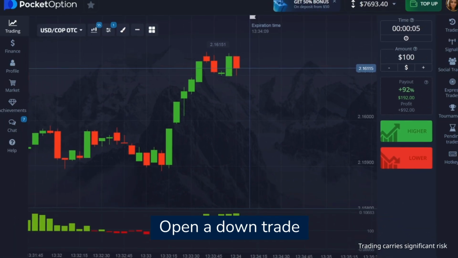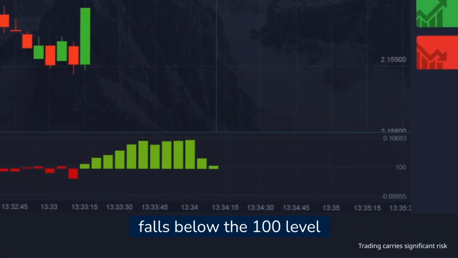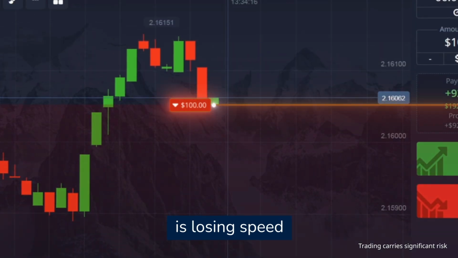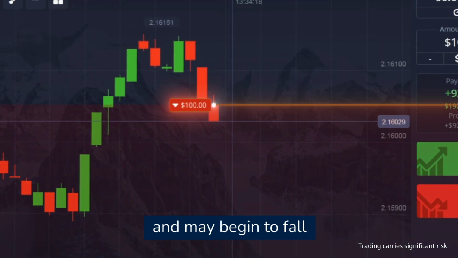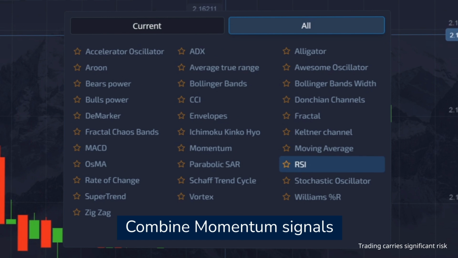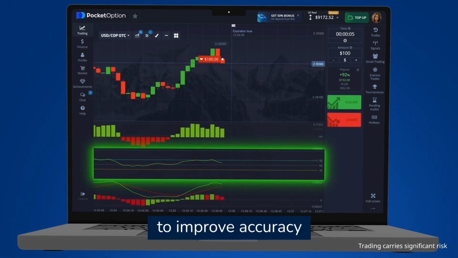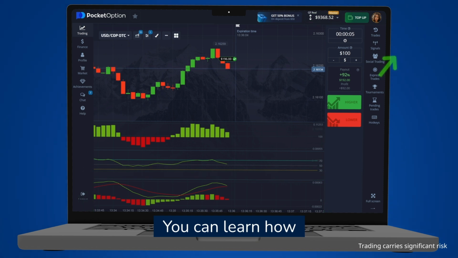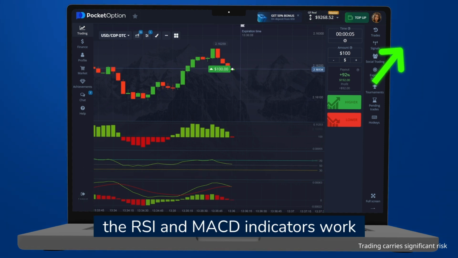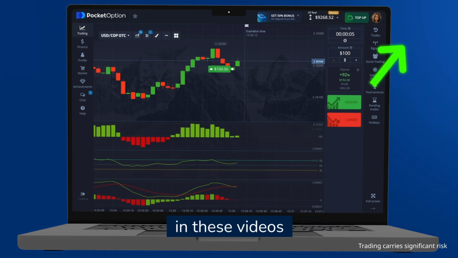Open a down trade when the momentum line falls below the 100 level. This is a signal that the price is losing speed and may begin to fall. Combine momentum signals with other indicators such as RSI or MACD to improve accuracy. You can learn how the RSI and MACD indicators work in these videos.